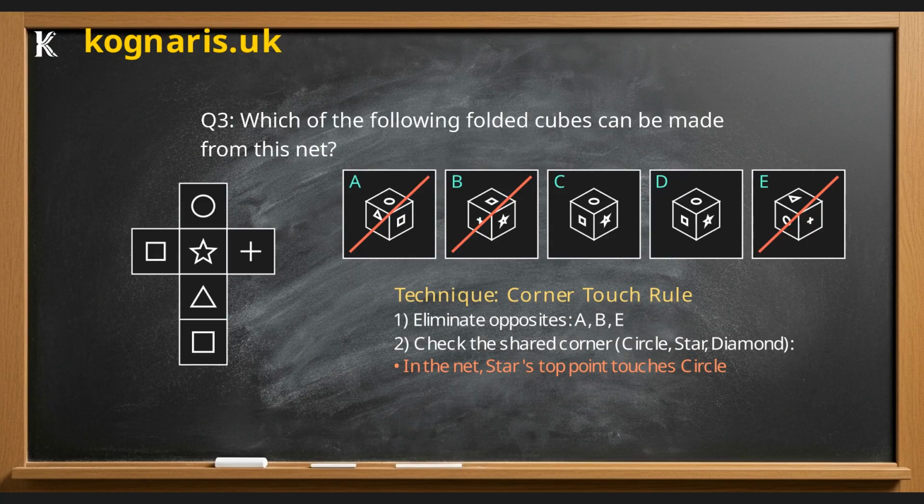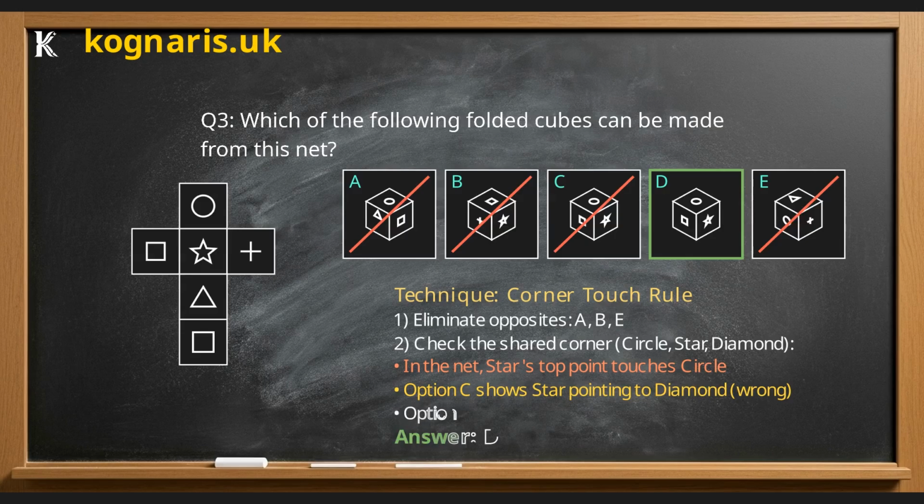In the flat net, the top vertex of the star points straight up towards the circle. In option C, the star has been rotated, so its top vertex points towards the diamond instead of the circle. This corner connection is wrong. In option D, however, the star points directly towards the circle, and the diamond meets them at the correct shared vertex. This is a perfect match. Option D is our correct answer.